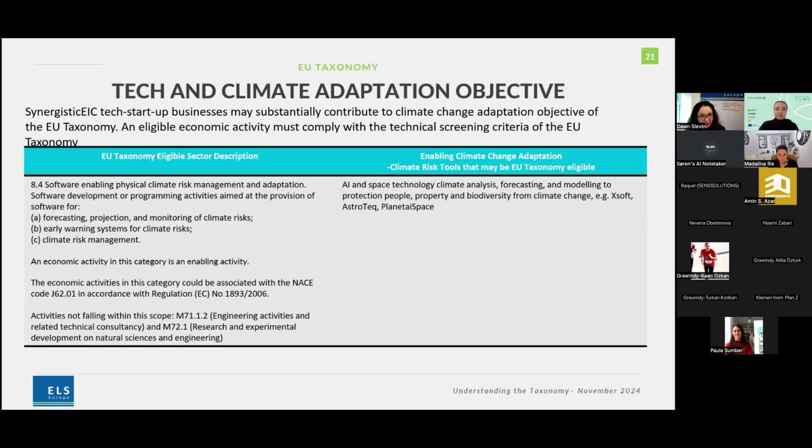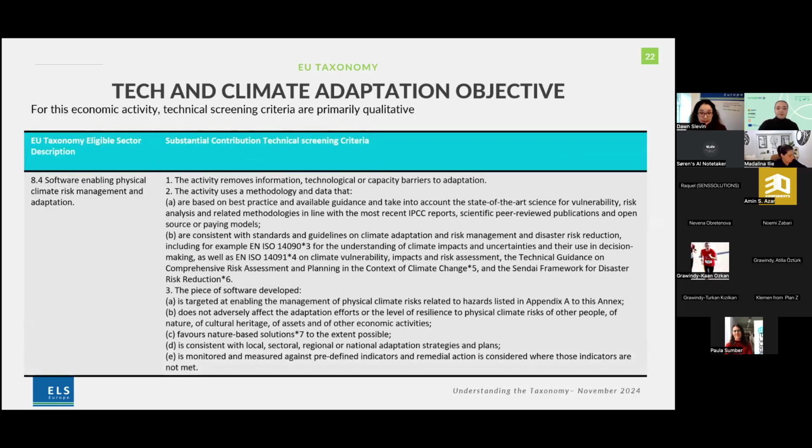There are some particular exclusions that you'll see in the scope of these activities, but that is because they're already covered under other macro sectors. So again, they could also fall under those and more. And some of the businesses that appear to fall under this would be Xsoft, Astrotech, and Planet AI Space. And this brings in a lot of other environmental objectives, because biodiversity is so important for adaptation. So there's scope for a lot of other businesses to be included in this. So that's the eligibility. That's what you need to be doing in order to be eligible.